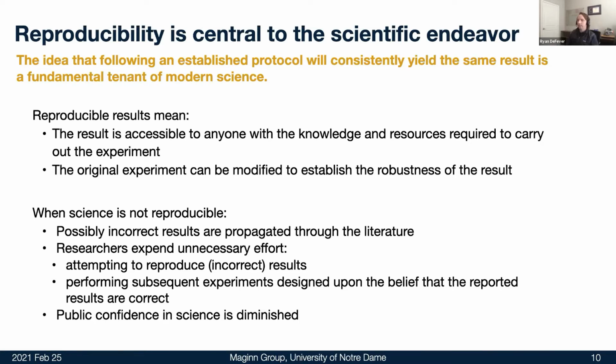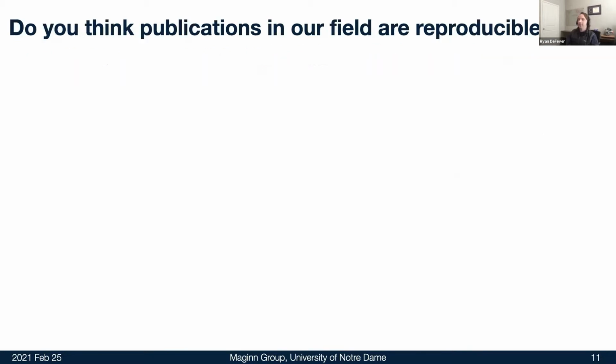And when science isn't reproducible, we get negative side effects: incorrect results in the literature, poor graduate students or postdocs trying to reproduce results and not being able to because something was wrong originally. And eventually, public confidence in science is diminished. So, these are all bad things. Now, a fun question you can ask is, do you think publications in our field are reproducible?